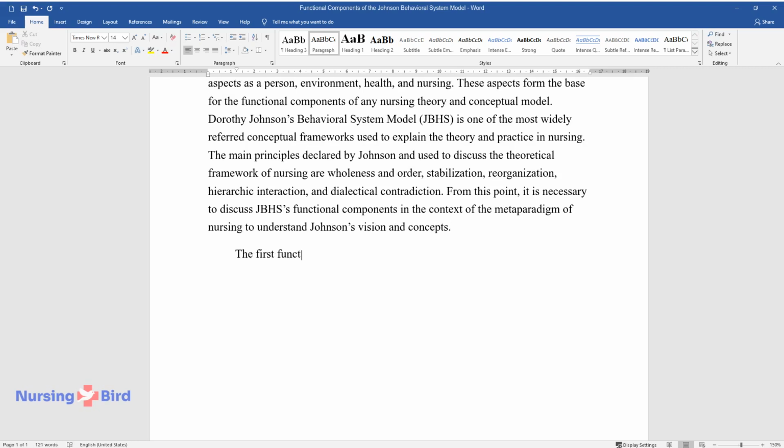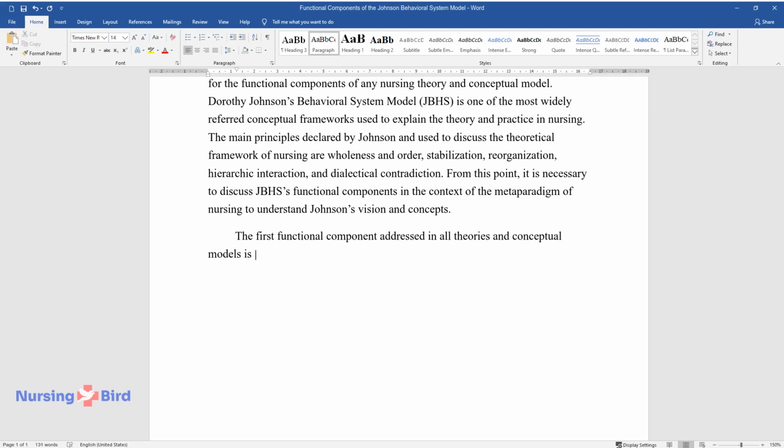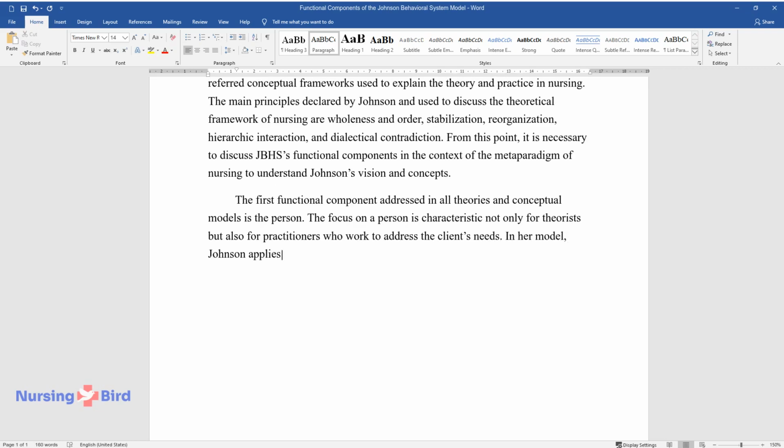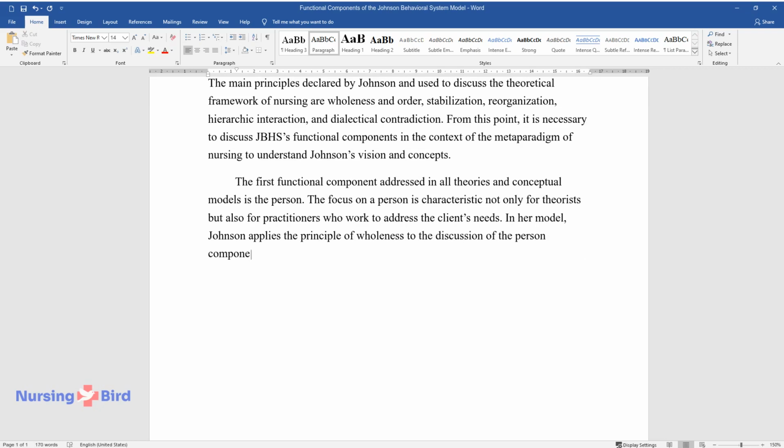The first functional component addressed in all theories and conceptual models is the person. The focus on a person is characteristic not only for theorists but also for practitioners who work to address the client's needs. In her model, Johnson applies the principle of wholeness to the discussion of the person component. Thus, a person is perceived by Johnson as a system composed of many subsystems.